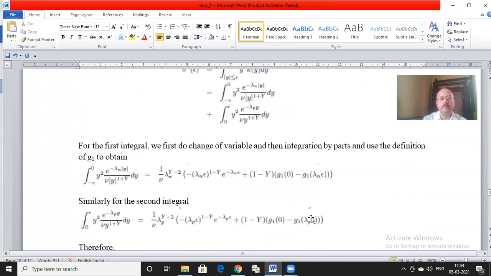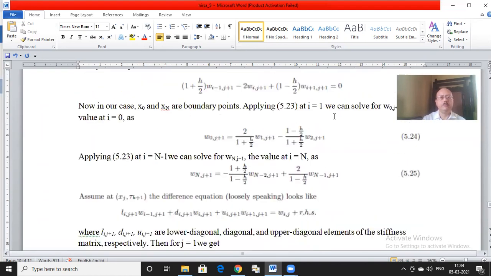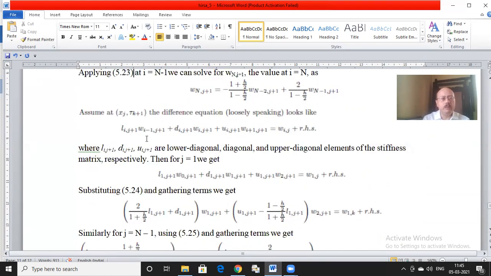Now, we have already written the whole difference equation in a reasonably compact form like this: LDU terms times Wij plus something else, this whole big Rij. So this we are now going to work with. So suppose at x_i, tau_{k+1}, so it is the (j, k+1) point, the difference equation looks like this: the LDU system times Wij plus the whole of the right hand side. The right hand side was all the Rij terms. And L, D and U are the lower diagonal, diagonal and upper diagonal elements, as we had before in our stiffness matrix. Then for i equal to 1, for the first time, I have this system.